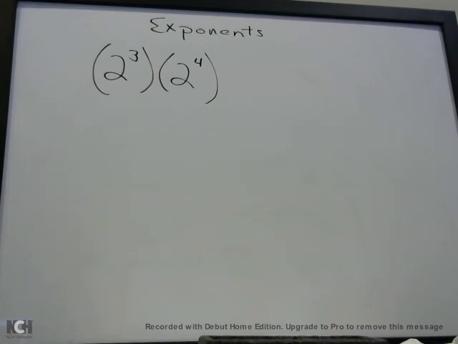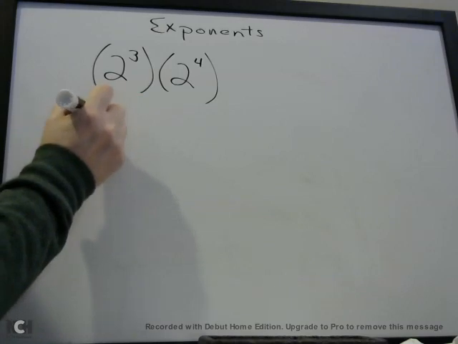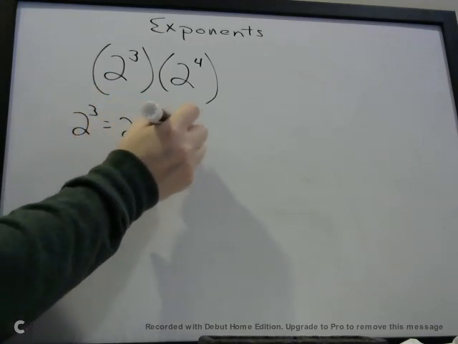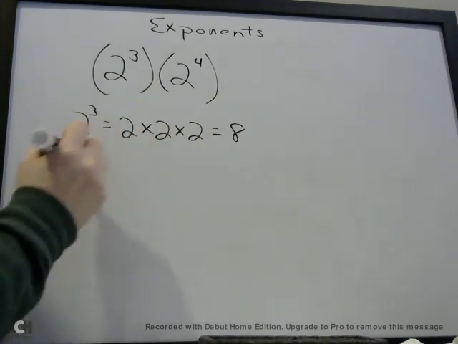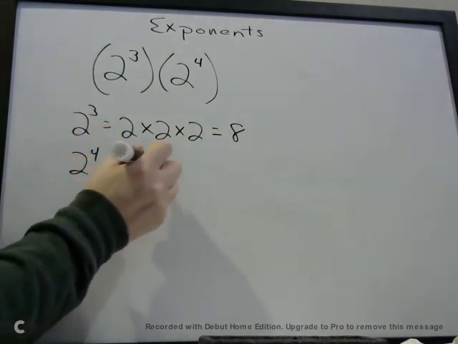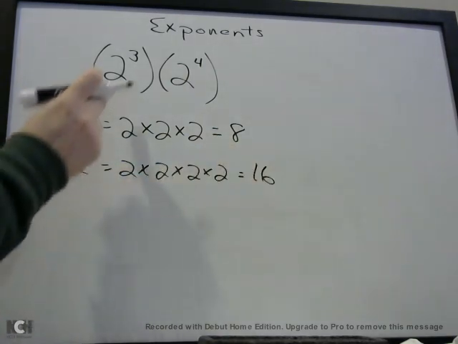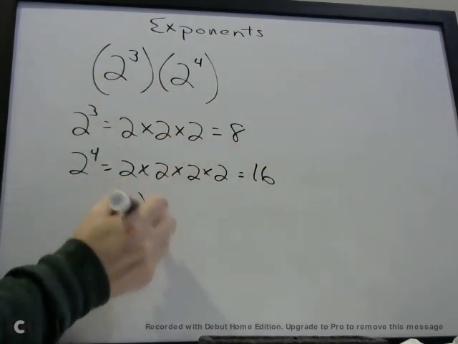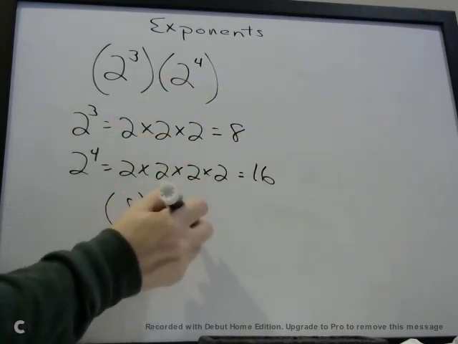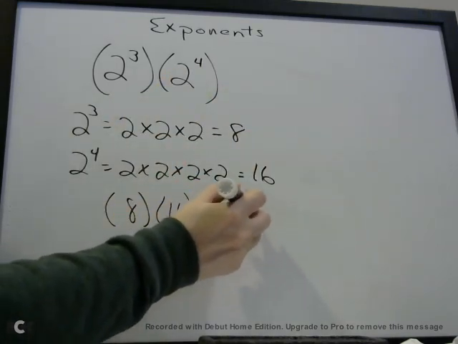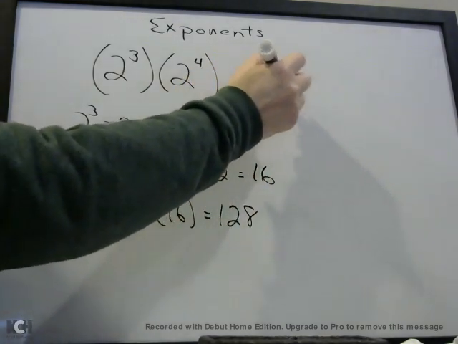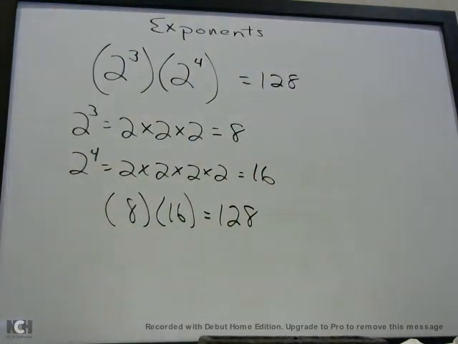If you watched the part 1 video of exponents, you know how to do this. 2 to the third equals 2 times 2 times 2, which equals 8. 2 to the fourth equals 2 times 2 times 2 times 2, which equals 16. So 2 to the third is 8, 2 to the fourth is 16, so it's 8 times 16, which is 128. So that's the answer to this problem. But let me show you a shortcut on how to get there instead of multiplying all these out.